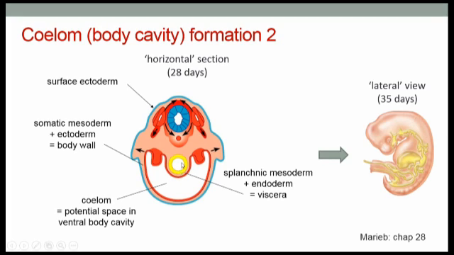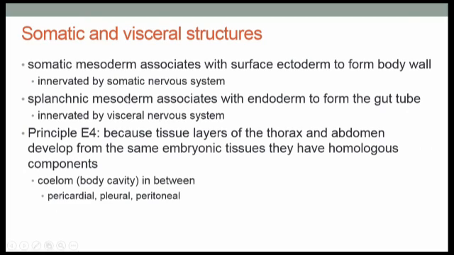So eventually they're going to actually grow out and fill this body cavity. And we're going to look at that idea on the next slide. So firstly, to just summarise in words what we've seen, the somatic mesoderm associated with the surface ectoderm to form the body wall, and the key additional idea to remember now is that because this is somatic, it's innervated by the somatic nervous system. Similarly, the splanchnic mesoderm that combined with the endoderm to form the gut tube or the visceral organs is innervated by the visceral nervous system.